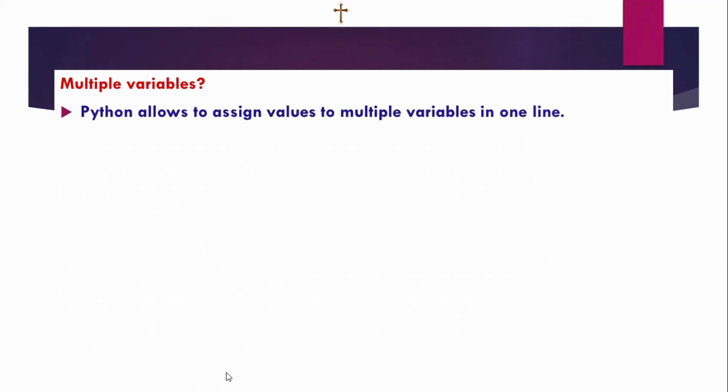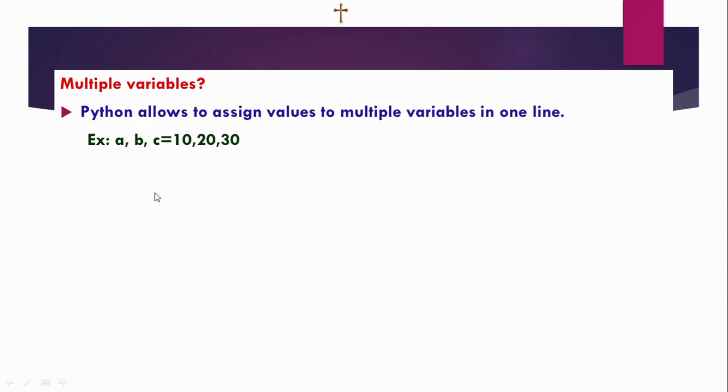Then multiple variables. In Python, multiple values can be assigned to multiple variables within a single line. Example, a, b, c is equal to 10, 20, 30. A is 10, b is 20 and c is 30.